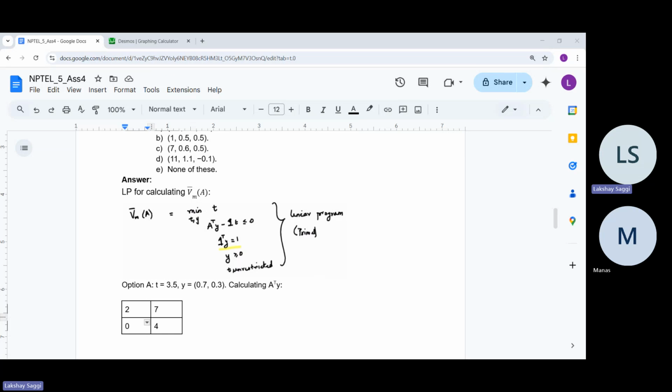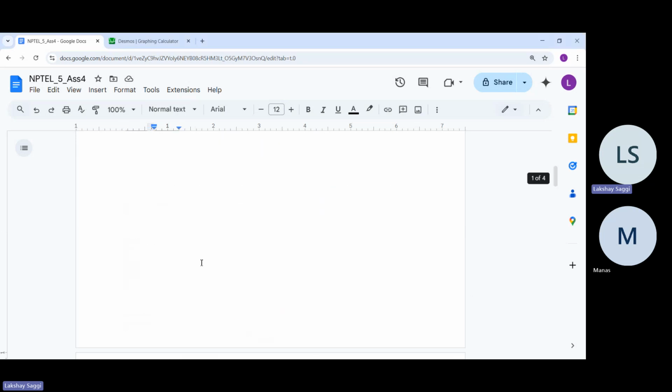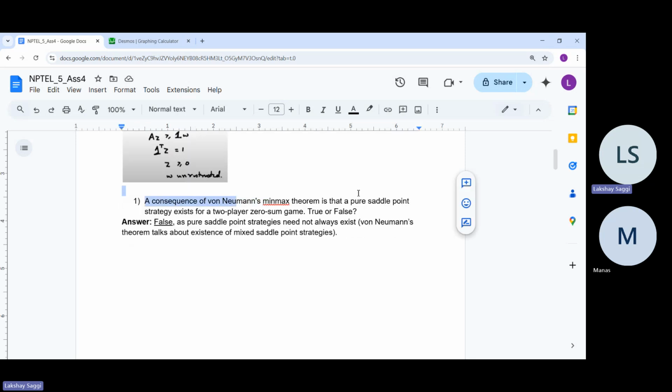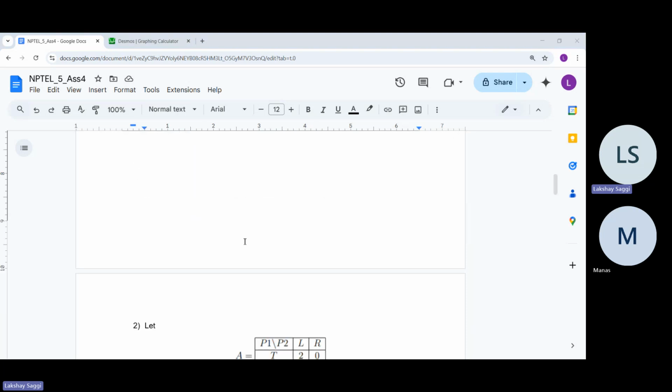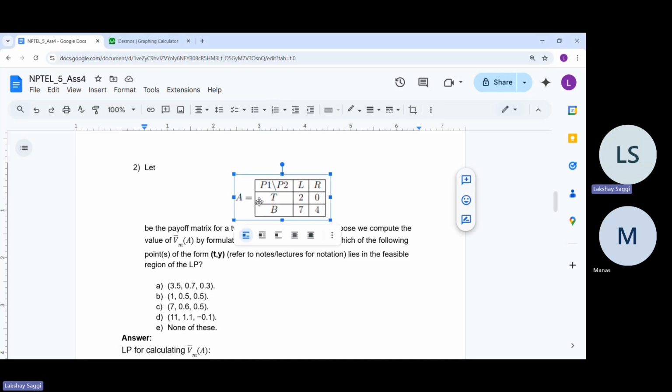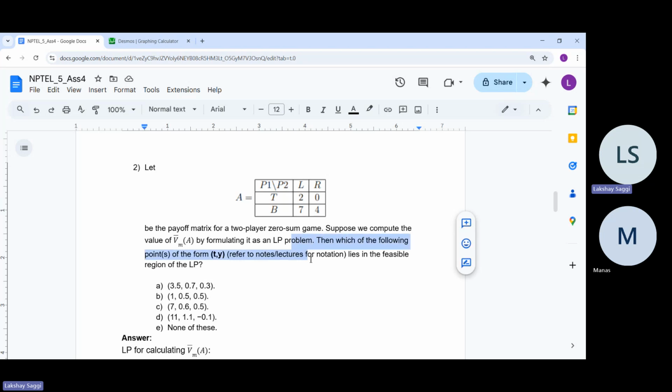Okay. So I guess Manas has joined the session. So hello Manas. We have already started with the discussions, but this is just the second question which we are discussing, as a recap for you. The first question was just a straightforward question about whether pure saddle point strategies exist or not. And now we are talking about the second question, which asks us to formulate the given zero sum game as an LP problem and then find out whether the given points are actually in the feasible region of the LP or not.